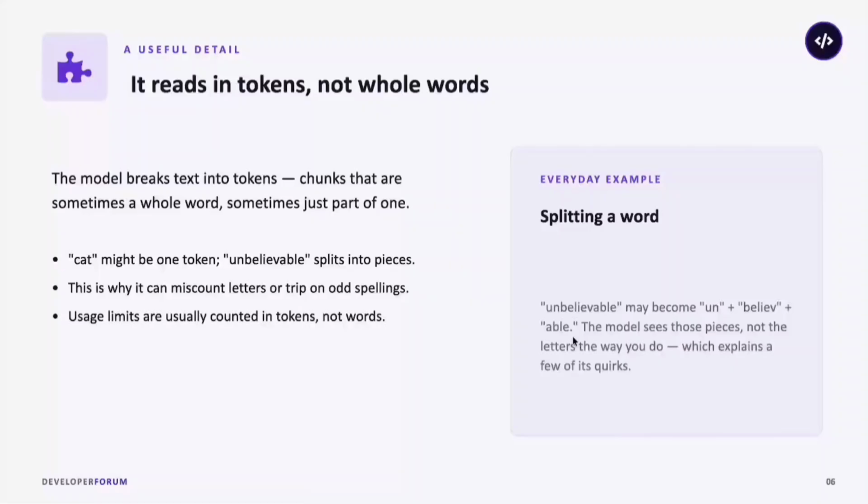It's not seeing the letters the way you do, it's seeing the tokens, and when a tool talks about limits, it usually counts in tokens, not words. You don't need to think about tokens to use these tools, but knowing they exist helps explain why the model behaves the way it does.